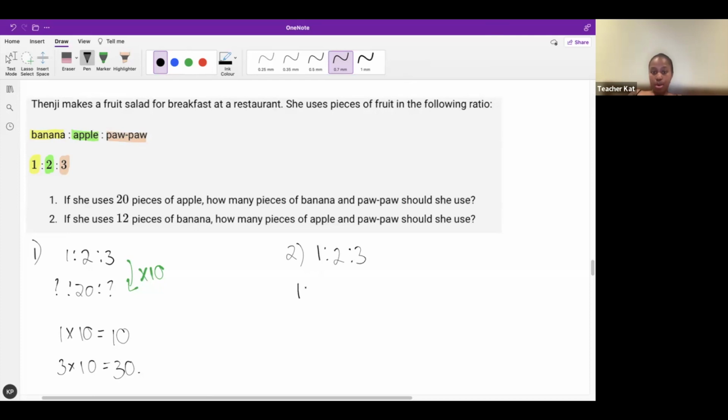This time we know banana is 12, but these two we don't know. What are we multiplying by in this case? I went from 1 and I went to 12. I need 12. Okay, so then that means how many apples do we need? Nice, guys. And how many pawpaws do we need?